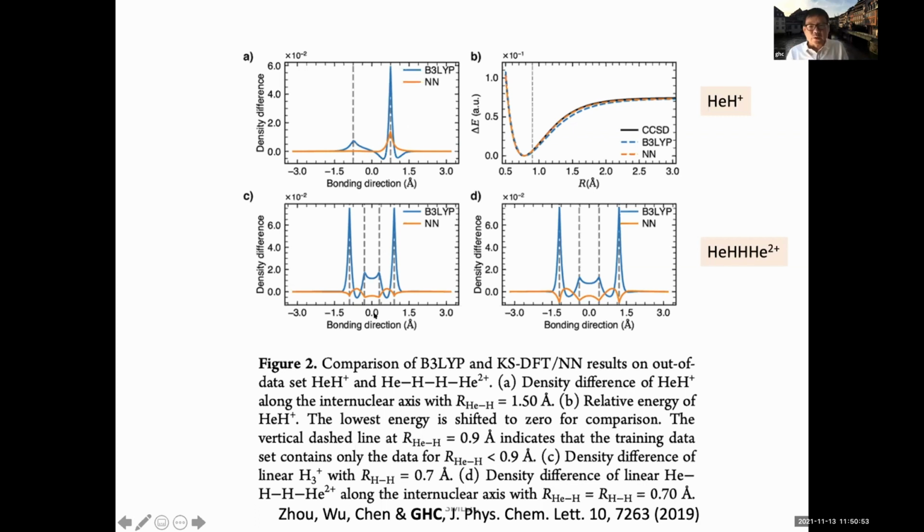So we have two nuclei, two electrons. Can we do a new system? We use four nuclei: this is helium, hydrogen, and helium, lined up. So we have four nuclei and four electrons, but the training set is only two nuclei and two electrons. And this is the result for different internuclear distances, compared to B3LYP, with CCSD result as a reference. Ours was much better than B3LYP.